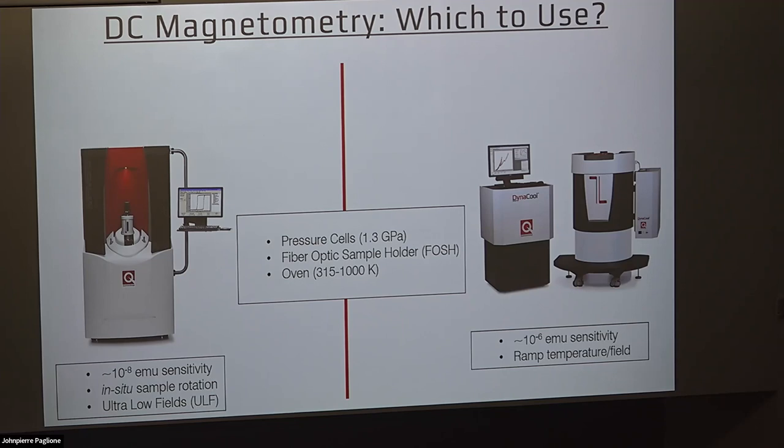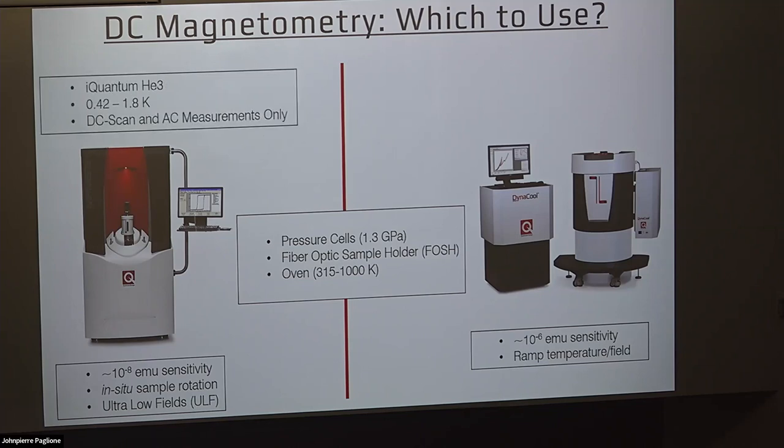This is good if you're studying, let's say, a ferromagnet that's very soft and has a very low coercivity. That can be a challenge with a superconducting magnet. We also have an option for the MPMS-3, which extends the temperature range down to 0.42 Kelvin. It's called the iQuantum Helium-3. It's basically a Helium-3 system. Here you can only use DC scans and AC measurements. I'll talk about AC measurements a little bit later.